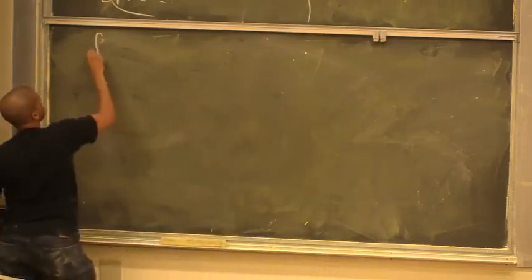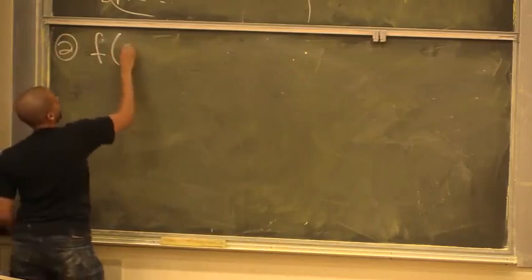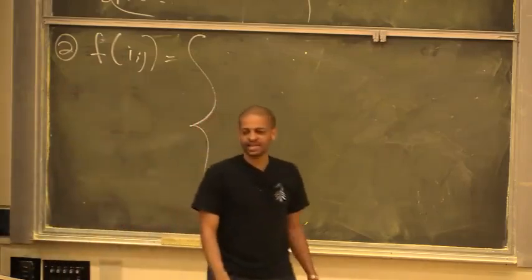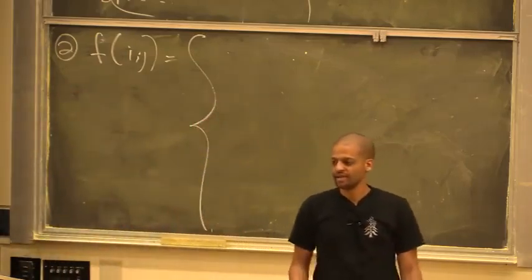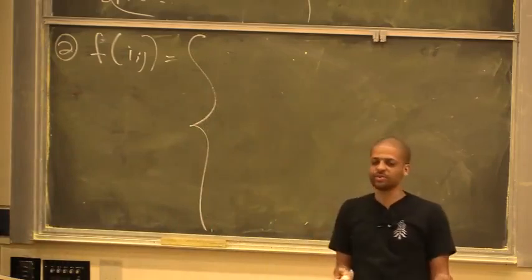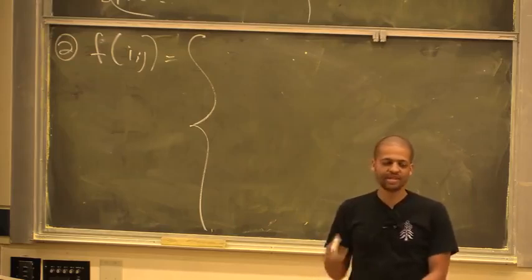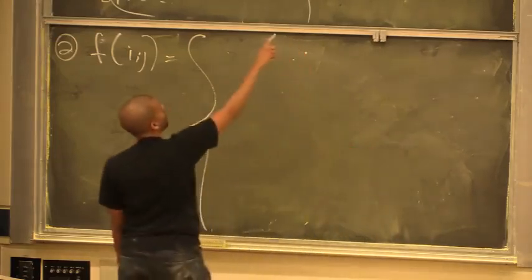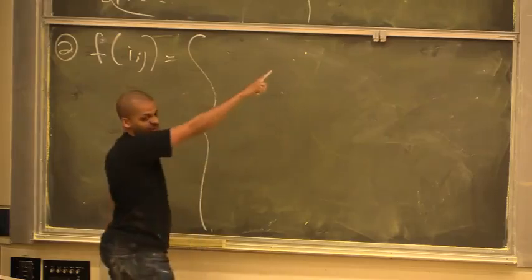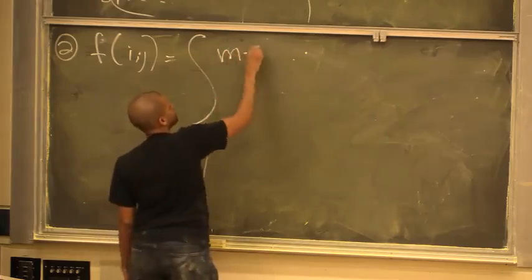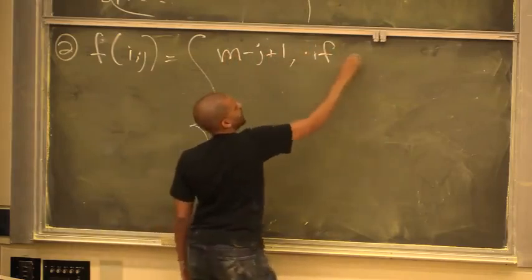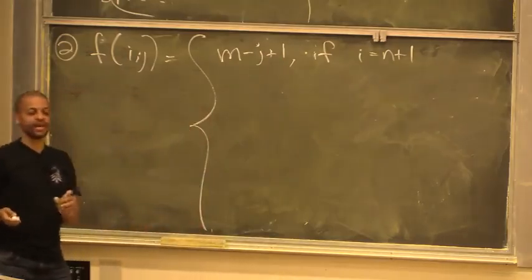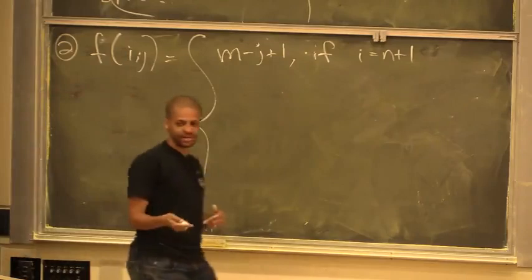So F, let's write down the recurrence relation. F of ij is equal to, so what are the base cases? One base case is that S is the empty string. And then the cheapest way to turn the empty string into T is just to add the letters of T one by one. So adding letters of T one by one is going to cost you m minus j plus 1, because that's how many letters are left. M minus j plus 1 if i is equal to n plus 1. If i is equal to n plus 1, there's no character left in S. It's the empty string. Similarly, T might be the empty string.